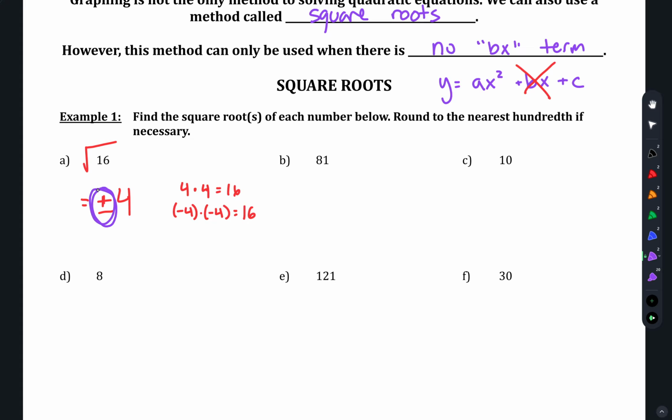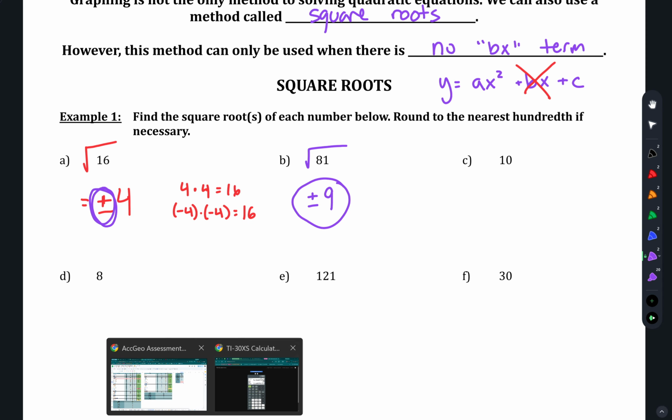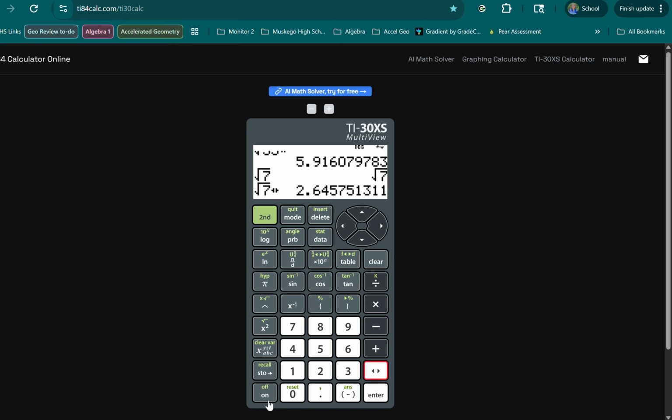What about 81? What's the square root of 81? So the square root of 81 is 9, but we want plus or minus 9. Does 10 have perfect square factors? So this is where we're going to put this into our calculator. And if you don't know how to use the calculator, I'm going to show you right now. Mine's a little weird. So for most of your calculators, you're going to have to hit second, and then this x squared button right here. It's got the little square root on top of it. And then I'm going to type in 10.